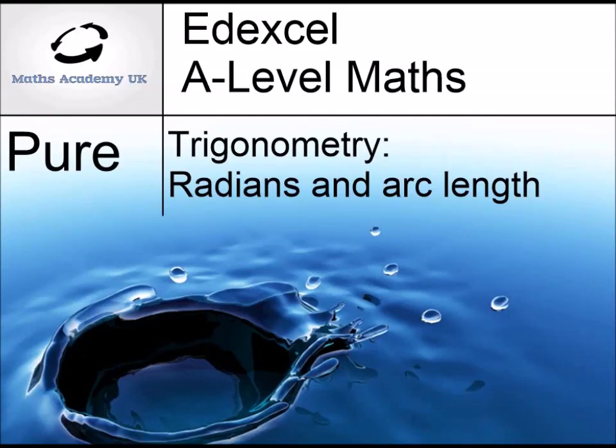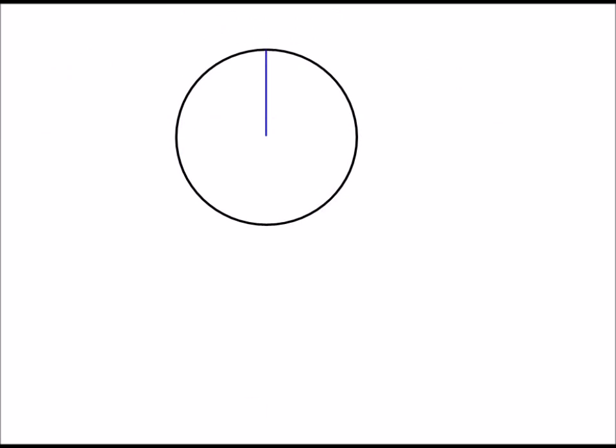The formula for the arc length using radians. So I've drawn the radius of this circle, and I'm going to draw a line somewhere else, and the angle at the center is theta. So the circumference of the circle is given by 2 pi r, and what we're after is the arc length here, and we'll call that L.